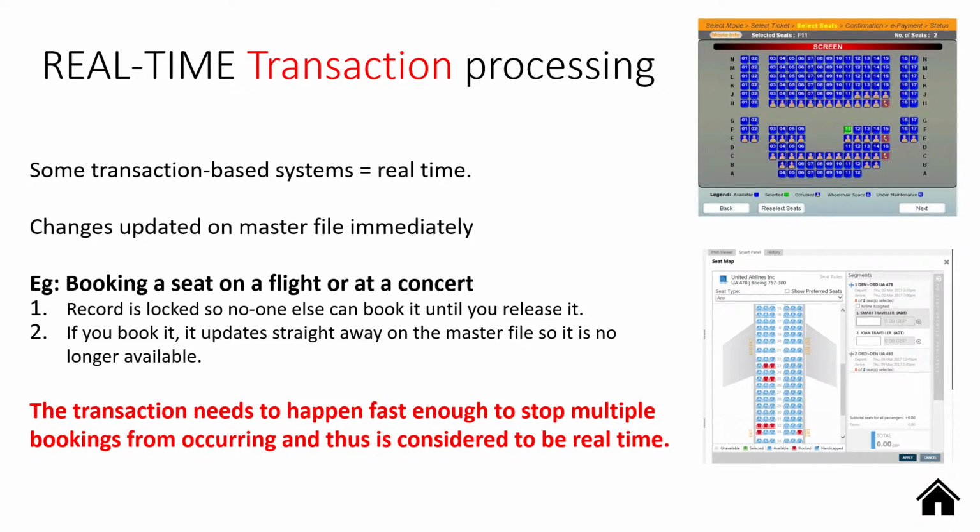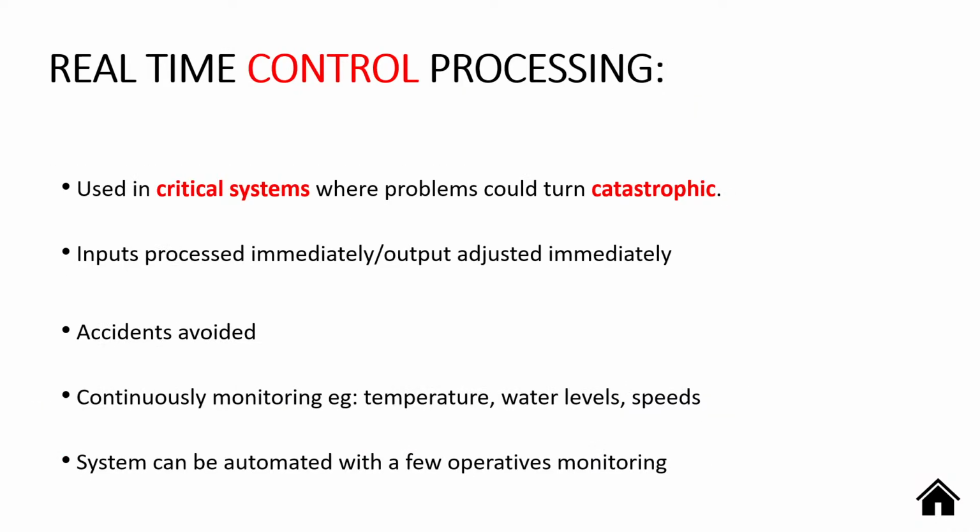So moving on from there, we've got real-time control processing. This is used in what we call safety critical systems. Those systems are normally where we have a risk to life, human life. If whatever is going on didn't happen, then it could return catastrophic results. And we've seen this in history before. So inputs are processed immediately and outputs are adjusted.